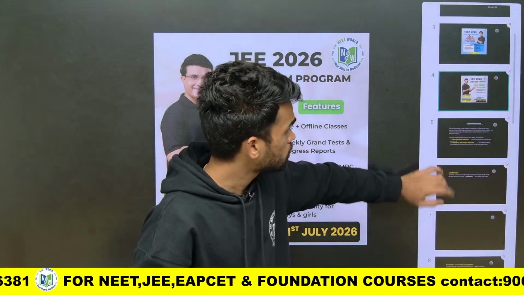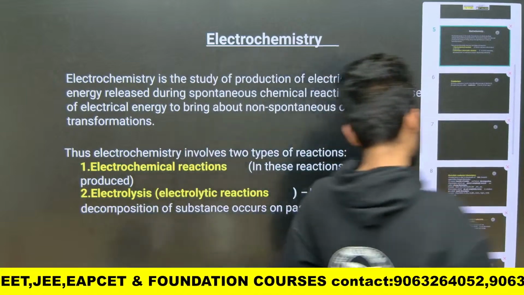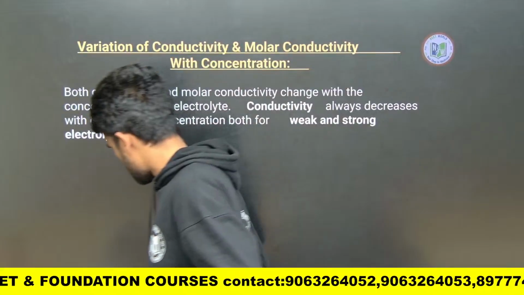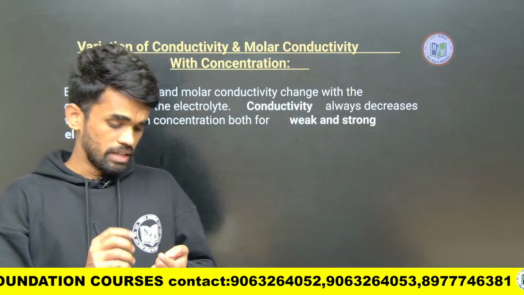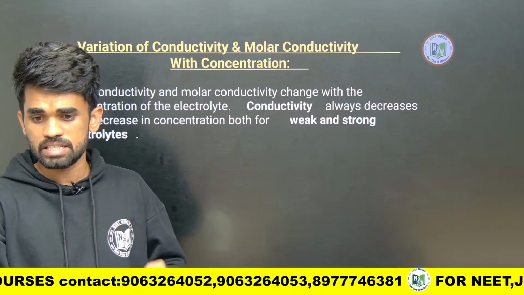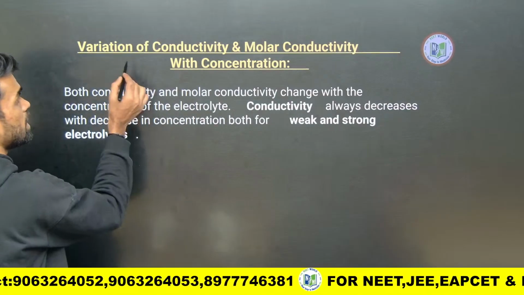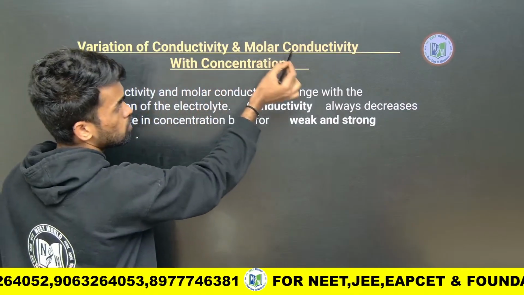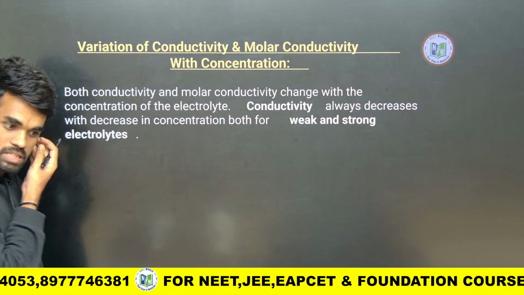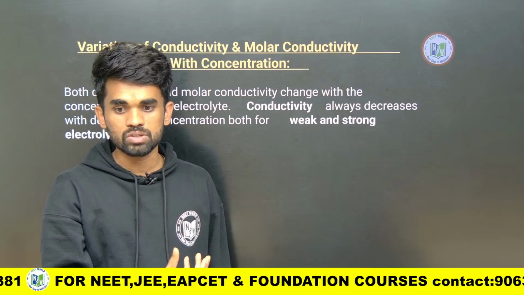Okay, so now let us discuss the topic. We have discussed in the last class the conductance, conductivity, resistance, resistivity, their relations and numericals on that. So today we will be discussing variation of conductivity and molar conductivity with concentration. In the last class we also discussed what factors affect the conductance. What are the factors we have seen?